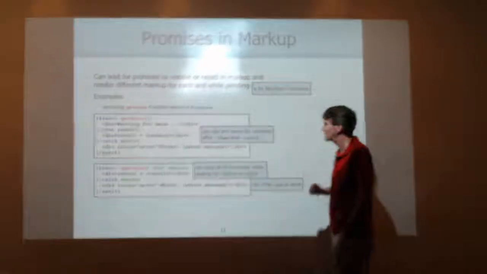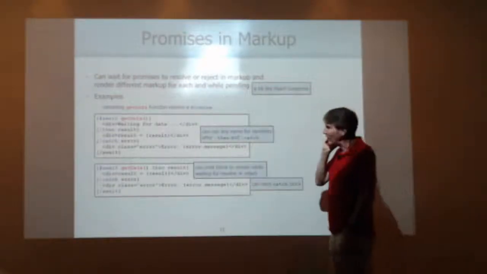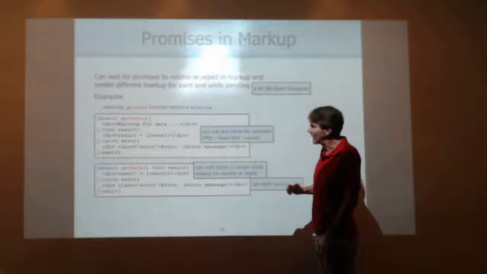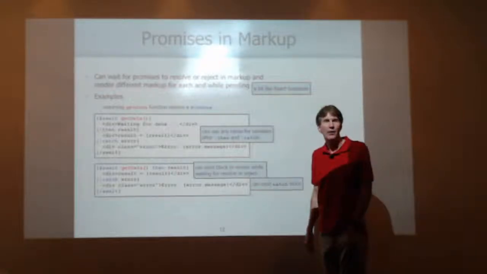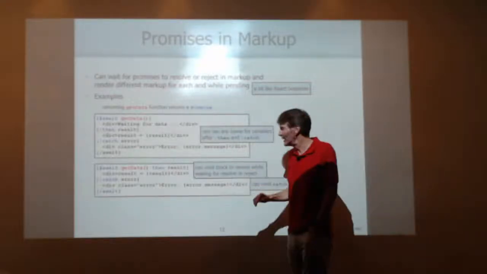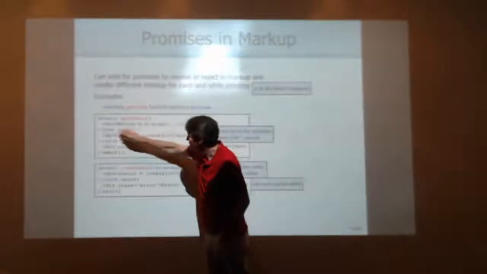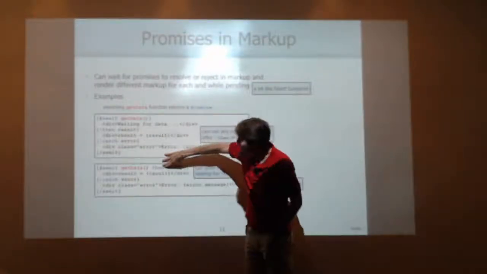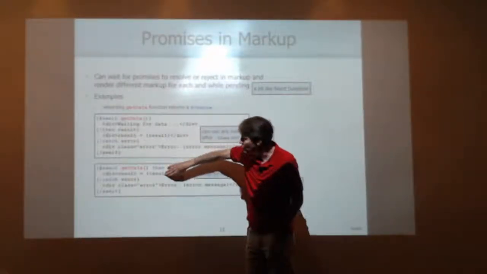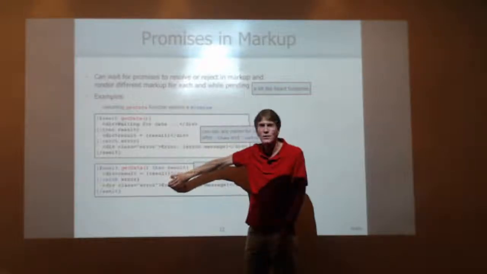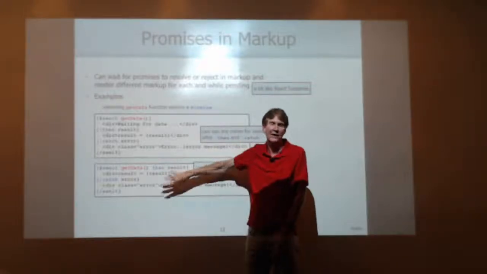I don't have to use all of these pieces, and in fact, if I don't want to tell it what to render while I'm waiting, if I don't want to render anything, I can take this then result part and just move it up to here. And so I render this when it resolves, render this when it rejects, and if it hasn't done either yet, I don't render anything.